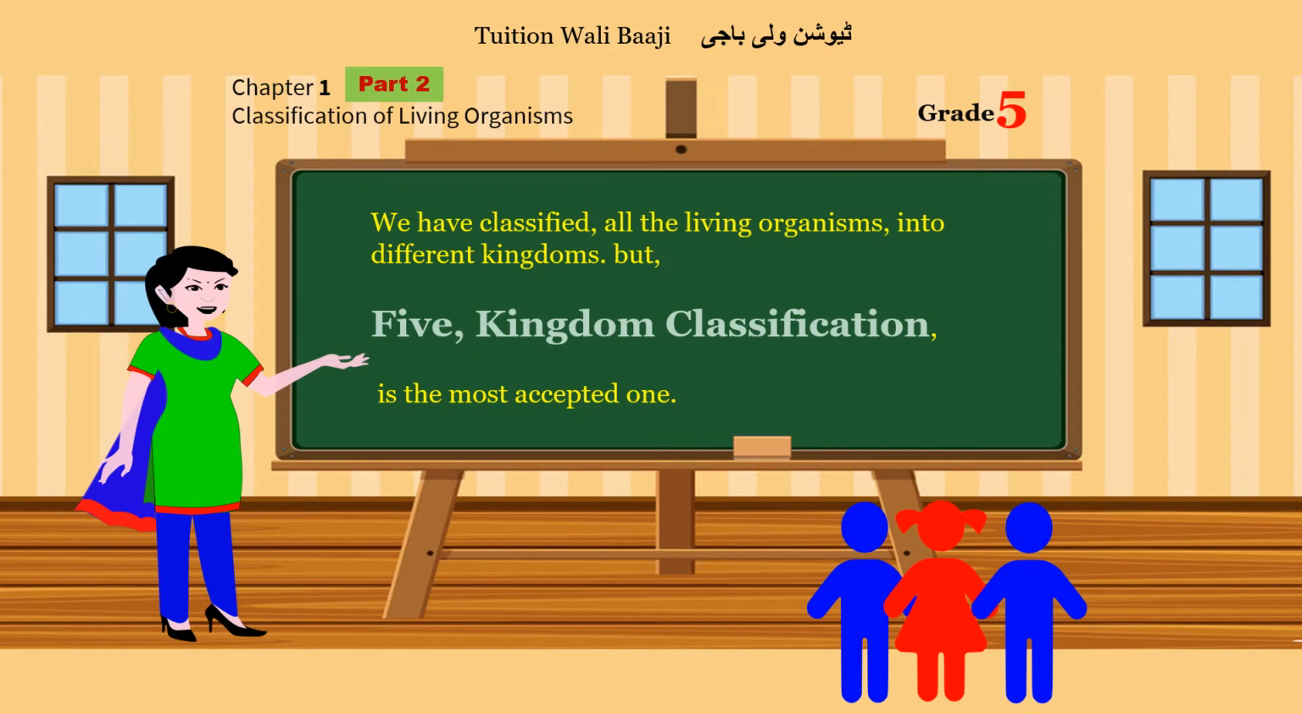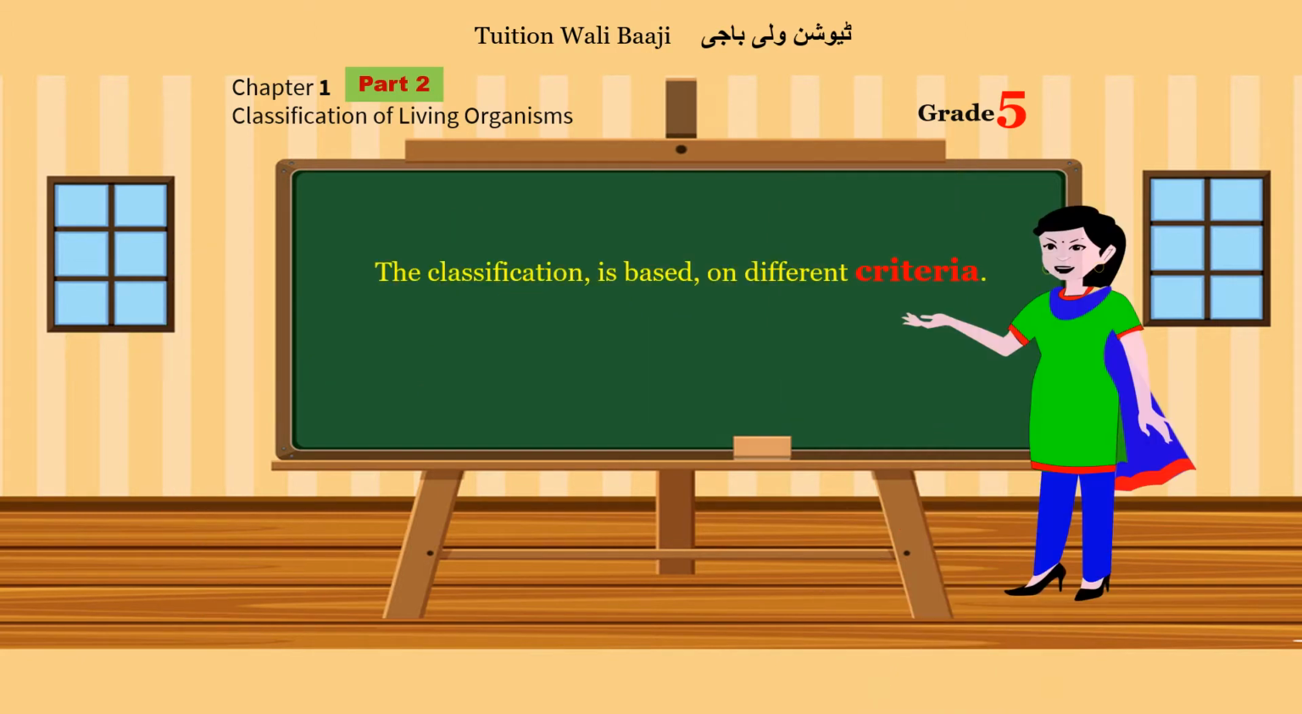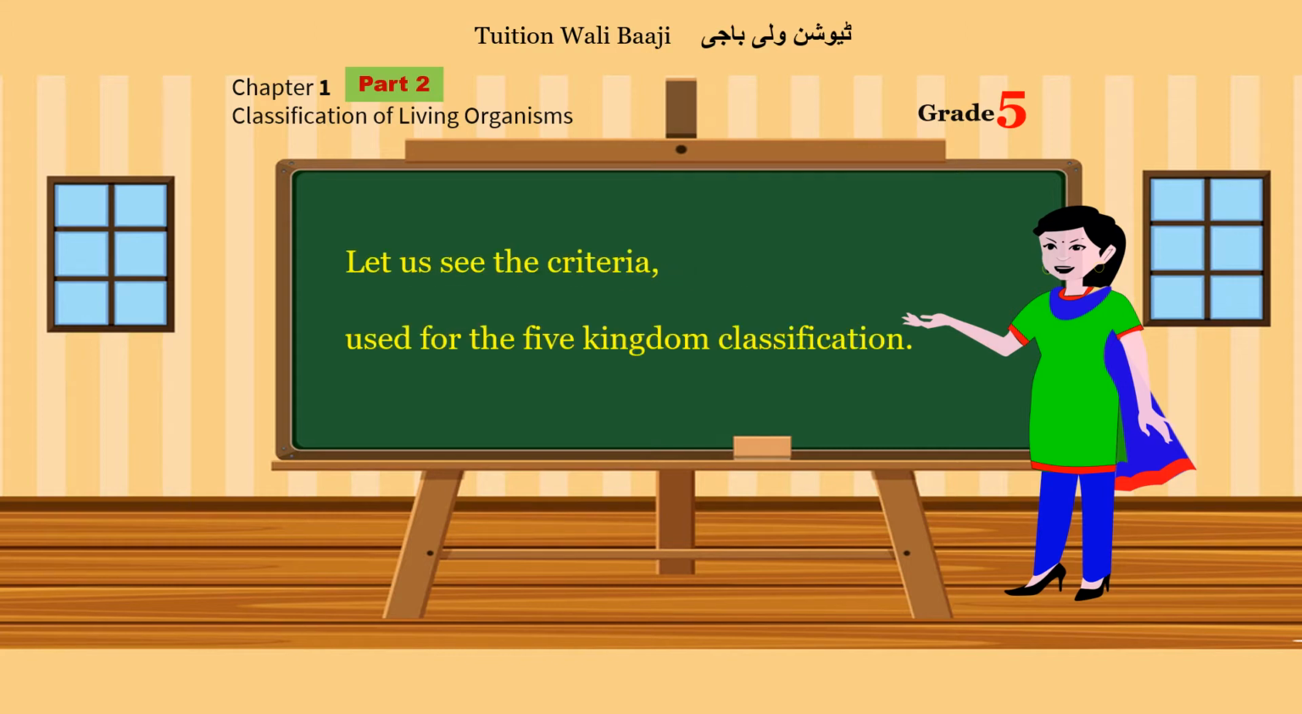We have classified all the living organisms into different kingdoms. But the five kingdom classification is the most accepted one. R. H. Whittaker was the scientist who divided all living organisms into five kingdoms. The classification is based on different criteria. Let us see the criteria used for the five kingdom classification.